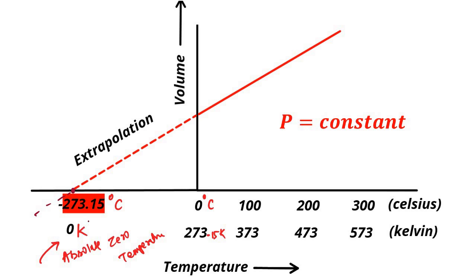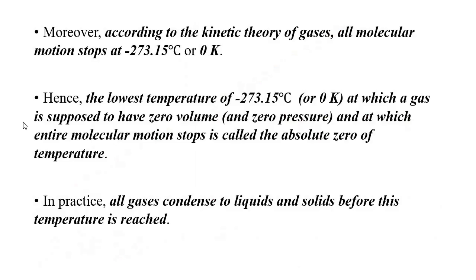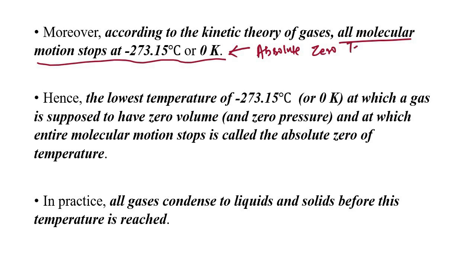So this is the final point beyond which any measurement of volume is not possible. Also, we will discuss in the kinetic theory of gases that all molecular motion stops at this temperature of minus 273.15 degrees Celsius or 0 Kelvin. That's why this temperature is very significant and very important in thermodynamic discussions. This is called absolute zero temperature.